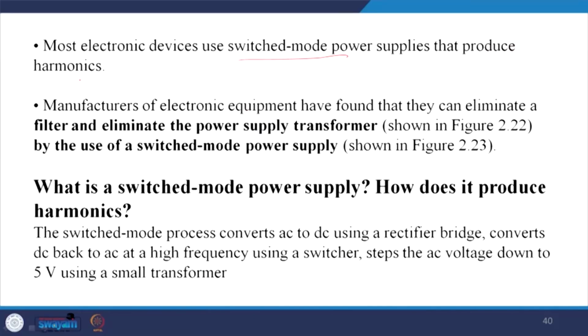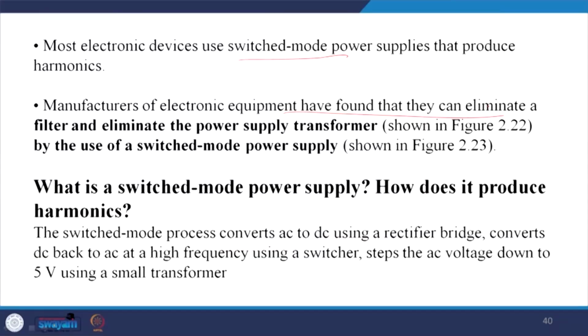So, most of the electronic devices use switch mode power supply, which produces harmonics. So, essentially it is mainly rectification, thereafter DC to DC converter, and it will produce a lot of harmonics into the system.